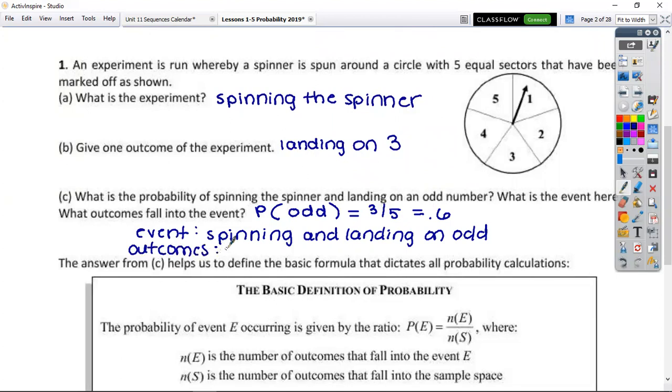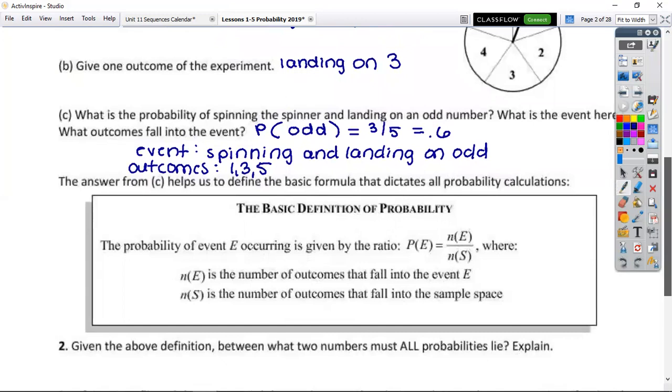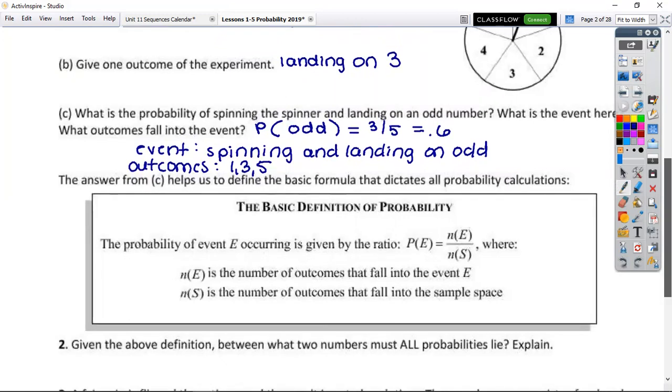So outcomes are 1, 3, and 5. Okay. Again, nice, simple, easy so far. So probability, that's how we're going to write these. We're going to get our favorable outcome over our total. That's what that means.